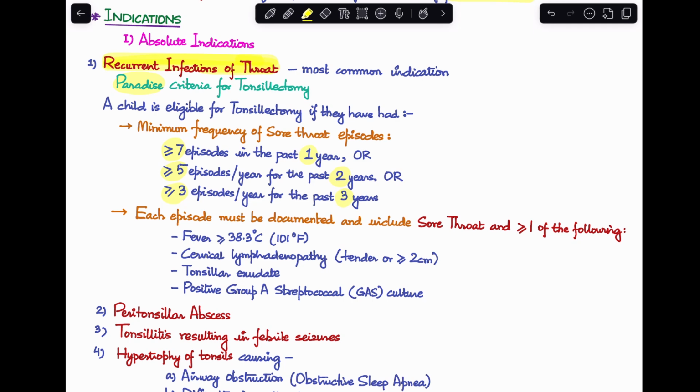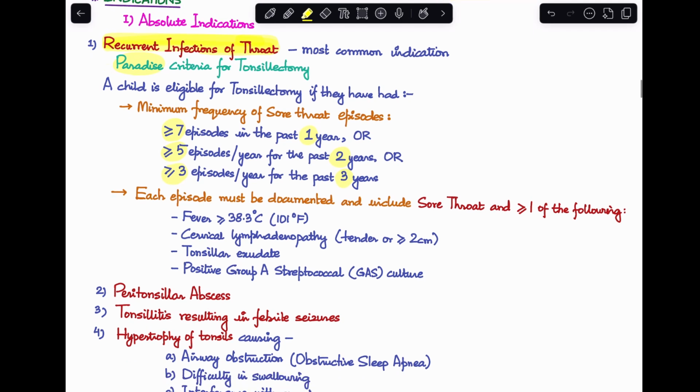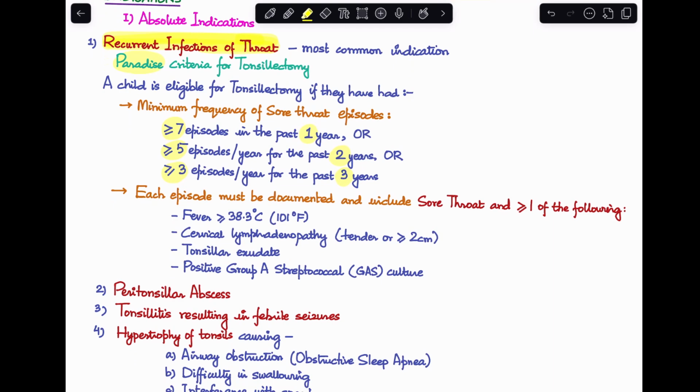Now, what do you classify as a sore throat over here? Say the patient's parents come to you and just tell you that my child has had 7 episodes in the last 1 year, please do surgery on the patient. Will that count, or what evidence do you require? So each episode of sore throat has to be documented. And what will it include? It has to include sore throat and more than one of the following.